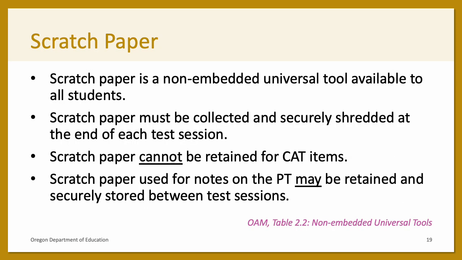Scratchpaper is one example of a non-embedded universal tool available to all students. Scratchpaper may be securely retained between testing sessions for the performance task, but it may not be retained for the CAT. If retained between test sessions, test administrators must direct students to write their names or some appropriate identifying information on their Scratchpaper and then collect and inventory each sheet at the end of each test session.